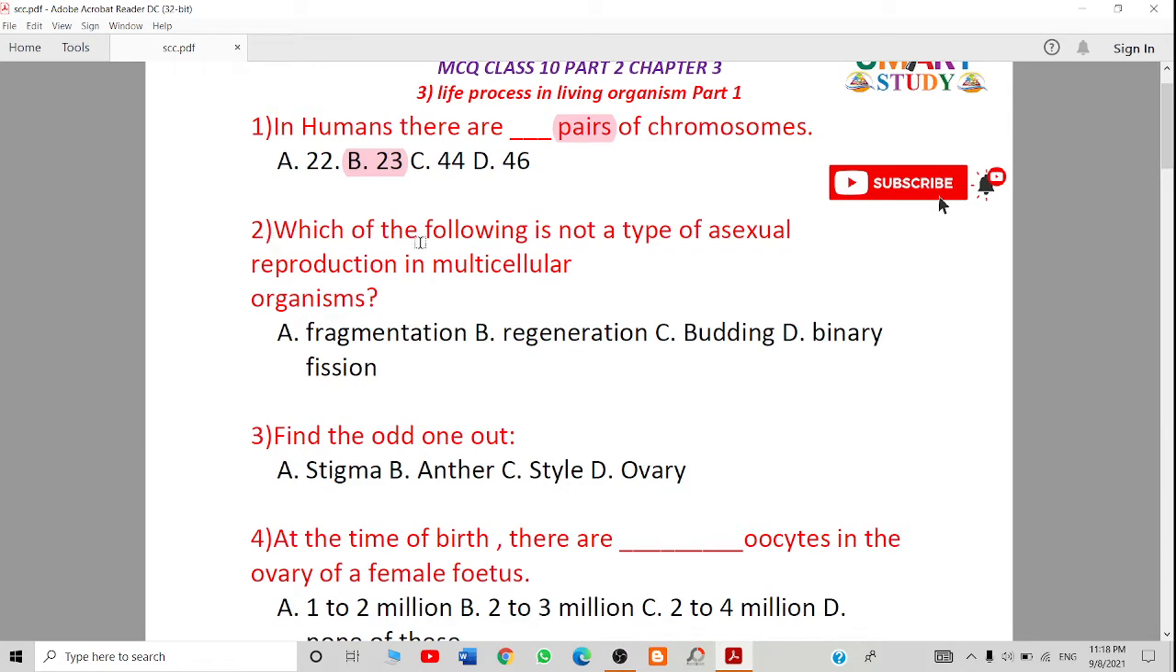Then the second is: which of the following is not a type of asexual reproduction in multicellular organisms? Fragmentation occurs in Spirogyra, it is algae, it is multicellular. Regeneration occurs in Planaria, it is also multicellular. Budding in Hydra, it is also multicellular. But binary fission occurs in Amoeba. That's why it is a type of asexual reproduction in unicellular organisms. Option D is correct.